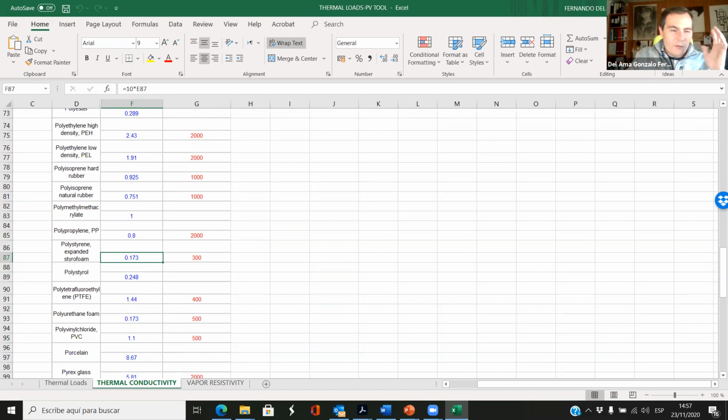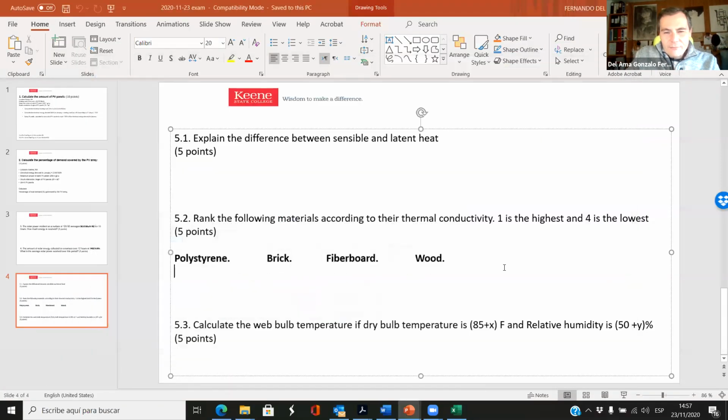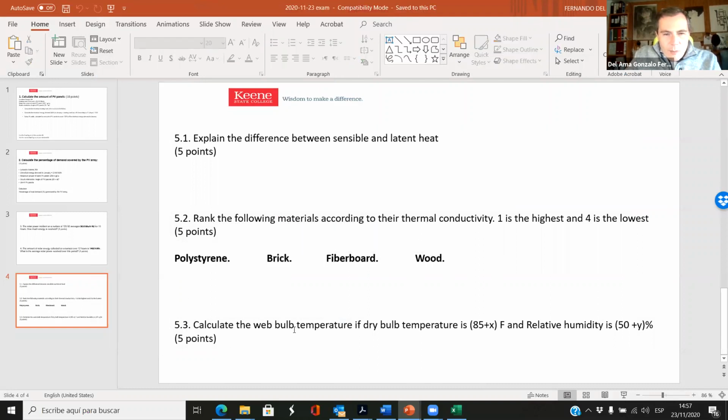So we have to memorize this. Well, I don't have to memorize the exact 0.17, but if I look at these materials, I don't have to check a table. I know that polystyrene is the best, fiberboard is the second best, then wood, and then brick. Then calculate the wet bulb temperature.